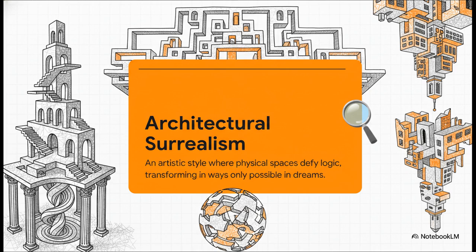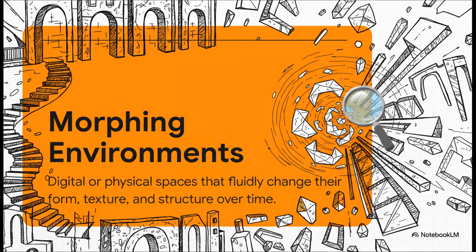It's where artists take things we all recognize, pillars, walls, entire cities, and then just make them behave in these totally illogical, dreamlike ways. And the second key idea is morphing environments. Now, this is the technique that really brings all that surrealism to life. So if architectural surrealism is the what, the big idea, then morphing environments are the how. It's the engine, right? It's what allows a space to just fluidly transform from one impossible state to another, happening right there in front of you.